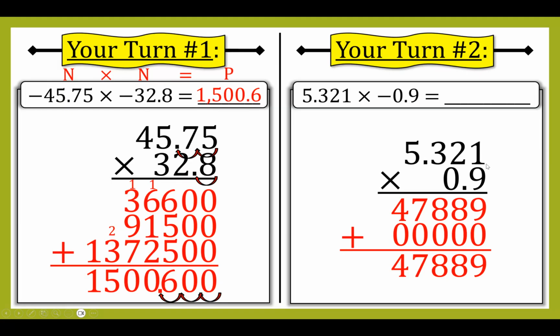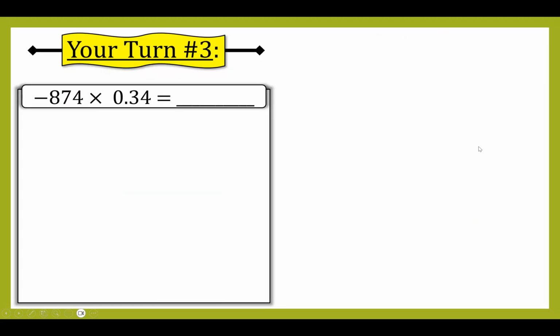Now, if I look up here, I have 1, 2, 3, 4. So I'm going to move 1, 2, 3, 4, place the decimal, and I get 4.7889. I ask myself, is my answer positive or negative? So I come up here. I have a positive times a negative. So I'm going to write positive times negative, and I know that the outcome is going to be negative. So I cannot forget that negative, or else my answer would be wrong. So it is negative 4.7889.